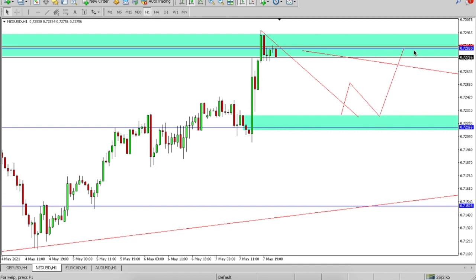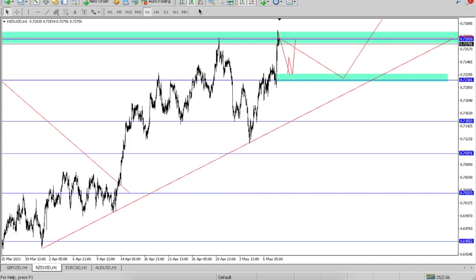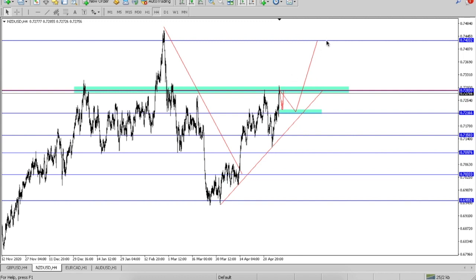We can take our first profit here at 0.72830. If it continues to push to the upside, then we know that our second take profit is ultimately all the way up there to 0.74332. Okay, so this is my outlook on NZDUSD.